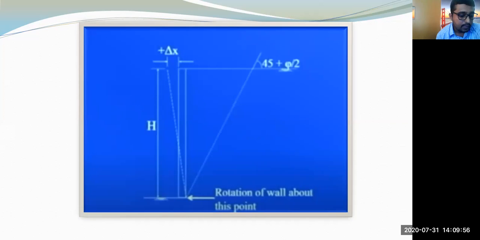As we said, in the active earth pressure case the wall is moving away from the backfill. Rankine assumed that the rotation of the wall takes place about this point at the bottom of the soil, and the failure takes place along this failure plane, which makes an angle of 45 plus phi by 2 with the horizontal. So the failure wedge which is getting formed is triangular in nature. Delta x is the wall movement away from the soil.